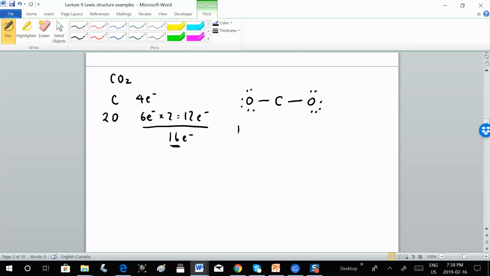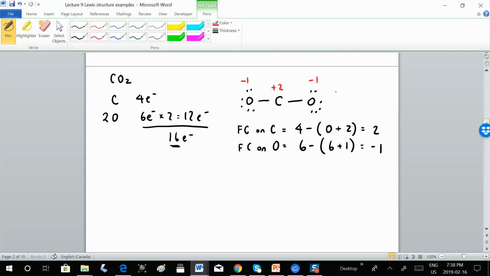Okay, let's calculate the formal charge on carbon. Valence electrons is 4, minus the number of non-bonding electrons, plus the number of bonds, with a charge of plus 2. And we can calculate formal charge on oxygen: number of valence electrons, minus number of non-bonding electrons, plus number of bonds. So 6 minus 7 is minus 1. Okay, so let me just write the charges. This is positive 2, this is minus 1, minus 1. So minus 1 plus 2 and the minus 1 is equal to 0. So this is a correct Lewis structure.